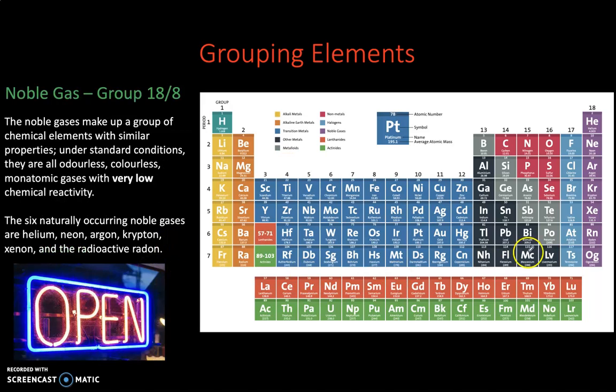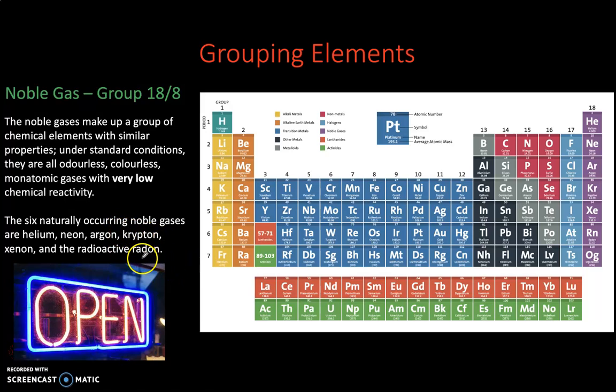Noble gases on the very end here, group 18. Noble gases make up a group of chemical elements with similar properties under standard conditions. They're all odorless, colorless, monoatomic gases with very low chemical reactivity. The 6 naturally occurring noble gases are helium, neon, argon, krypton, xenon, and the radioactive radon.